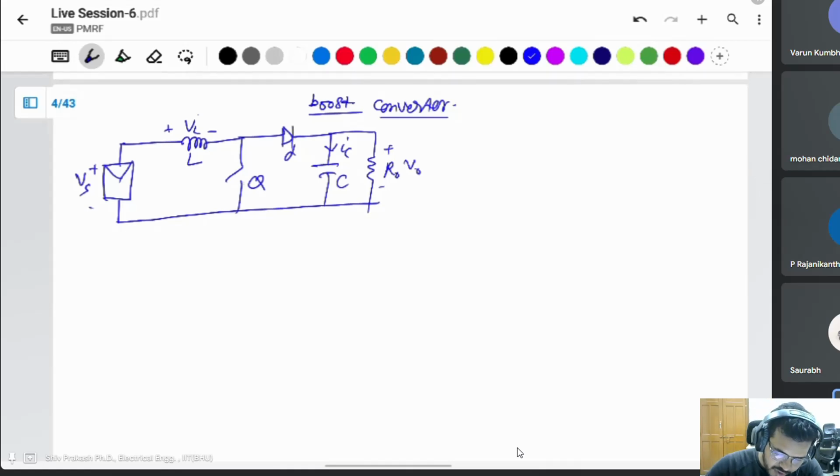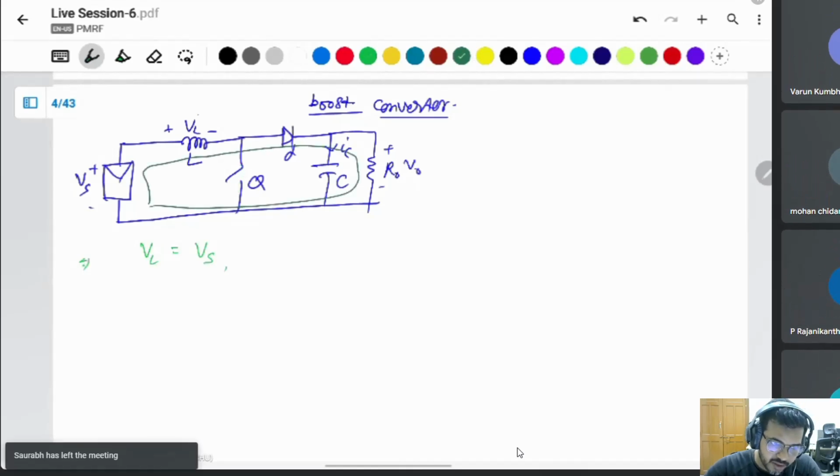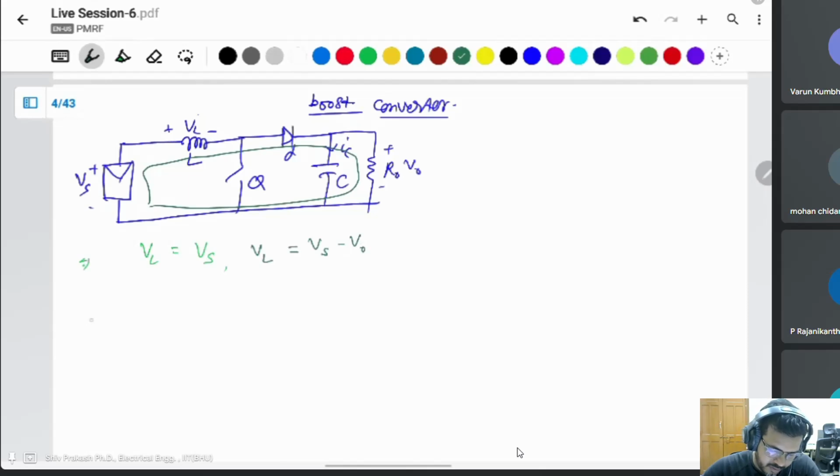What happens if switch Q is on? If the switch is on, then VL equals Vs at this moment. When the switch is off, the current flows through the diode like that, then VL is Vs minus V naught. This was the on time. This was the off time.